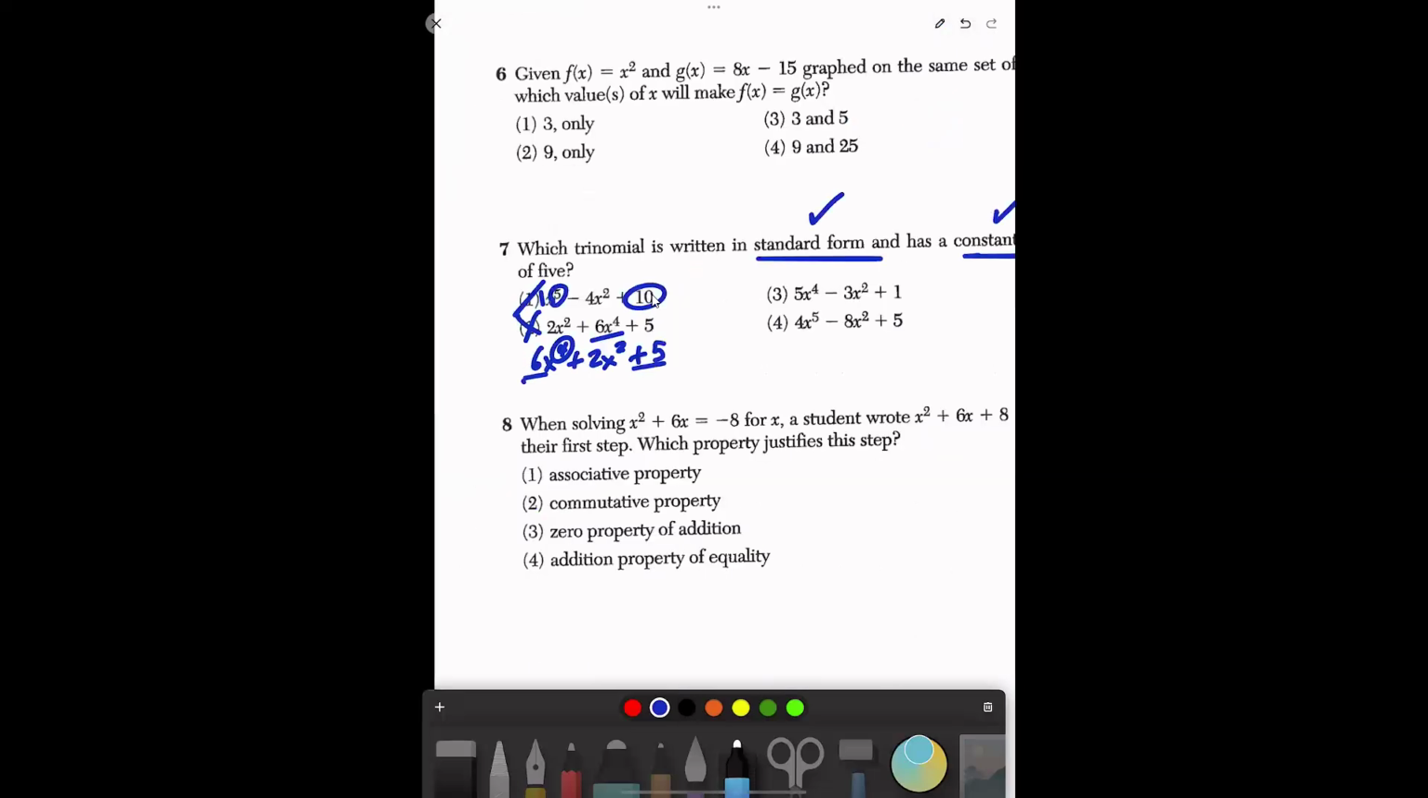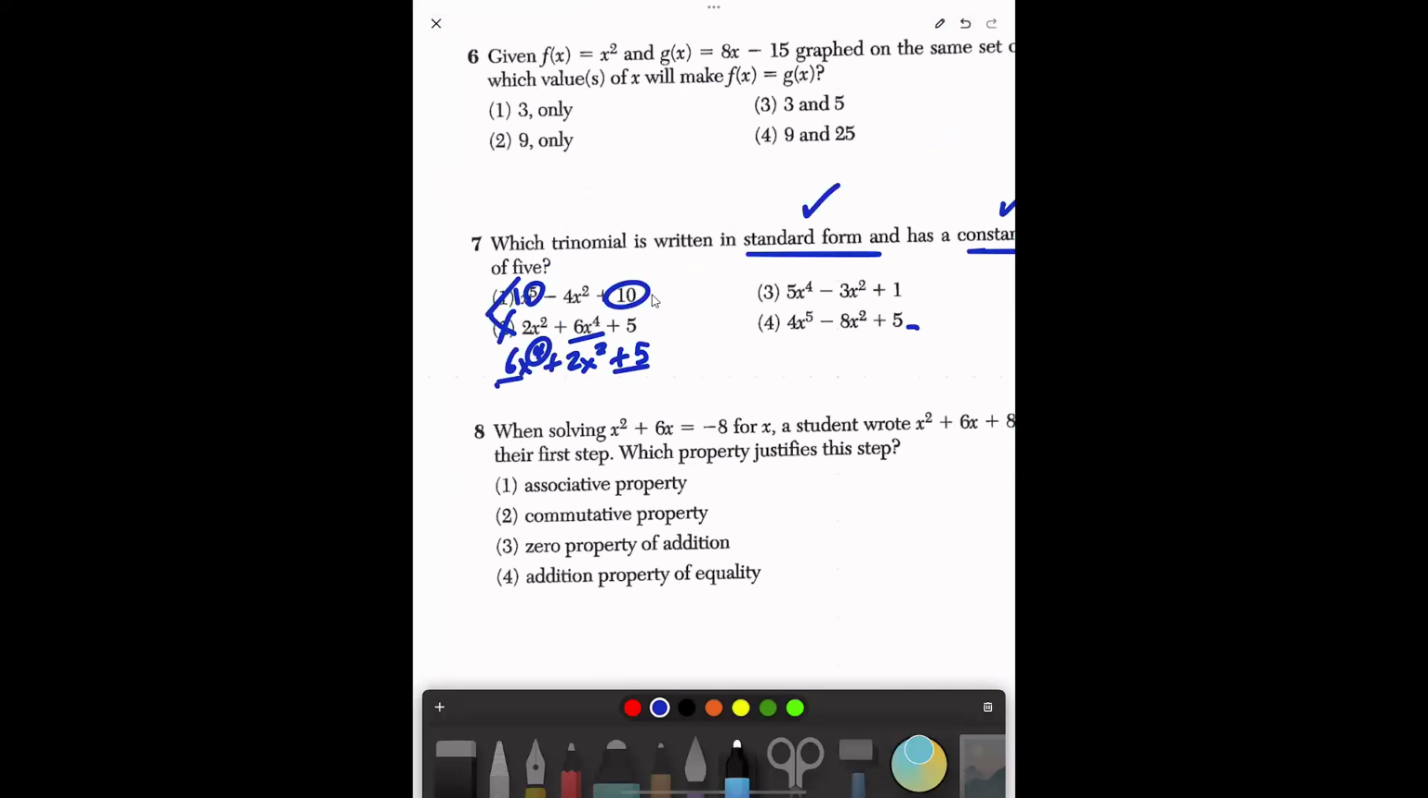So the answer has to be this one over here, because this is the only one that has a constant of 5, and it is in standard form. The highest exponent is 5, the second highest exponent is 2, and the constant is 5. So this is the answer.